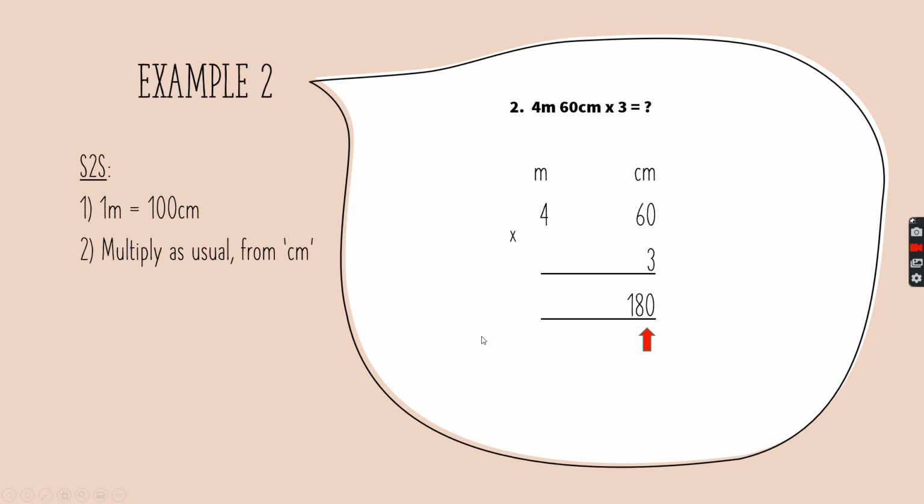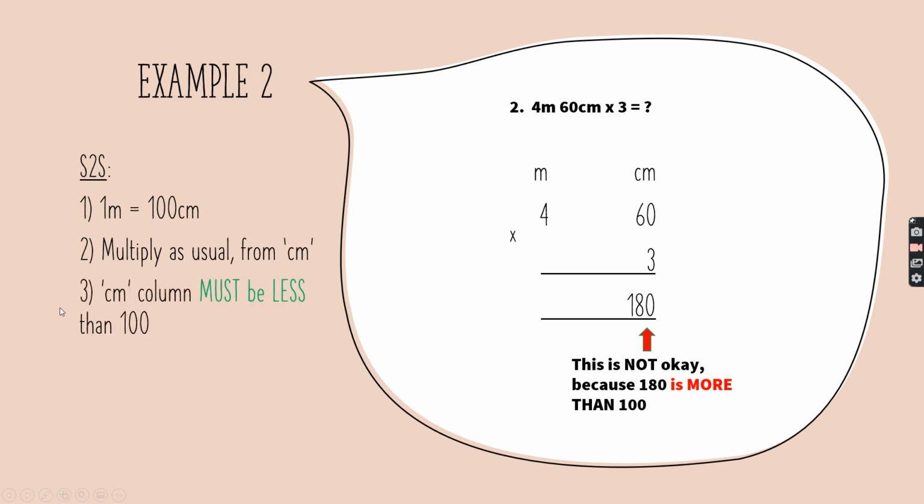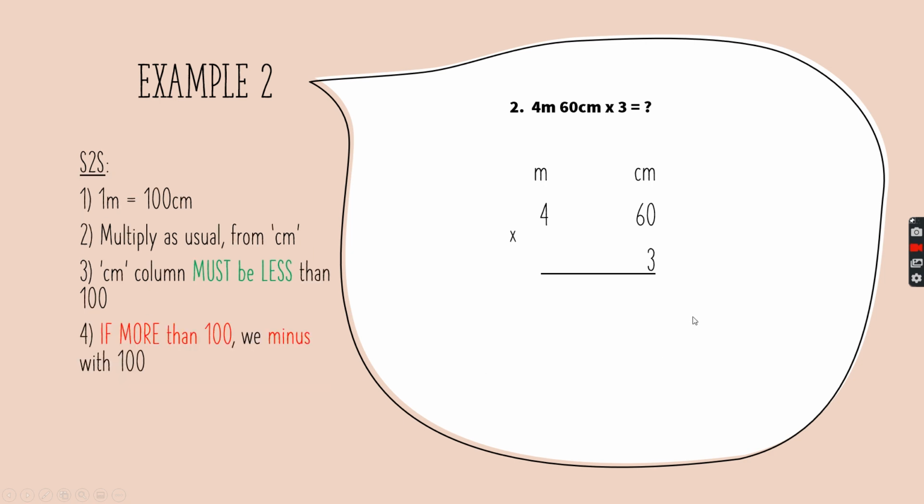Now this 180 is not okay because 180 is more than 100, as step 3 stated that centimeter column must be less than 100. So what happens right here? What are we going to do? If more than 100, which in this case we have 180, we have to minus it with 100.